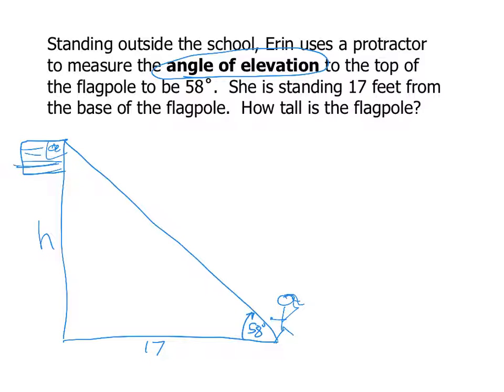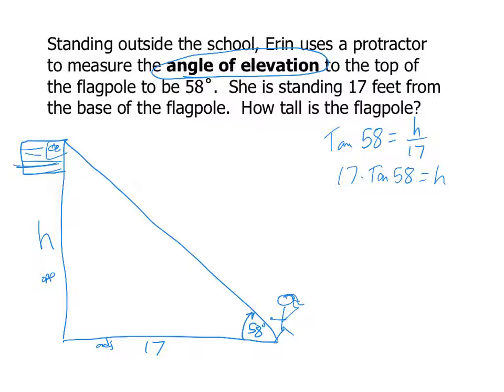So remembering that SOHCAHTOA thing, over here I have the opposite side and the adjacent side. That's going to be tangent. So I can write the equation tangent of 58 equals opposite over adjacent. When we write this equation and solve it, remember when the variable's in the sky, we're going to multiply. So we're going to multiply 17 times the tangent of 58, and that's what h is going to be.